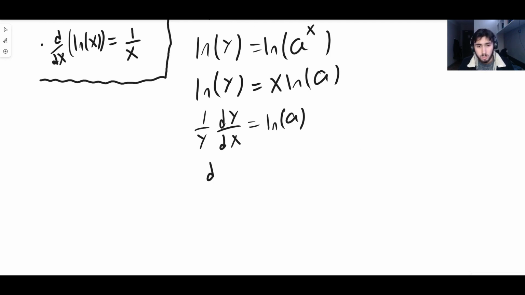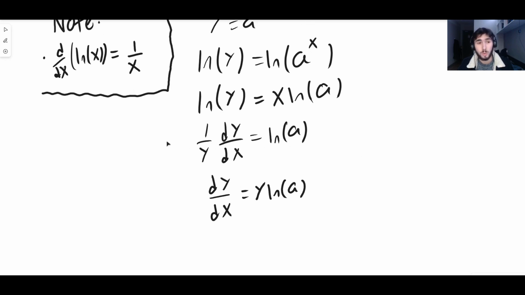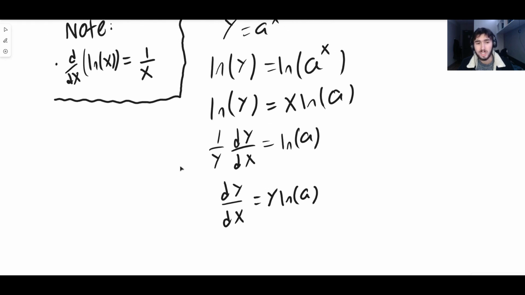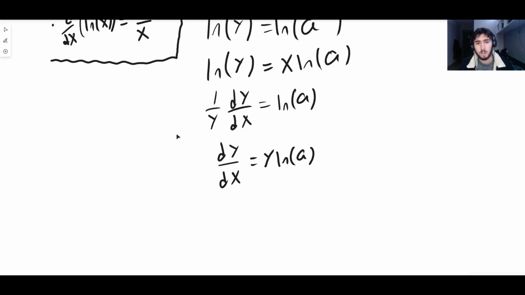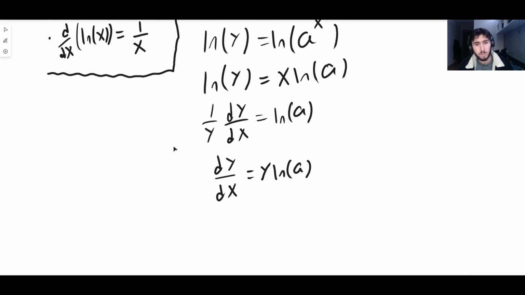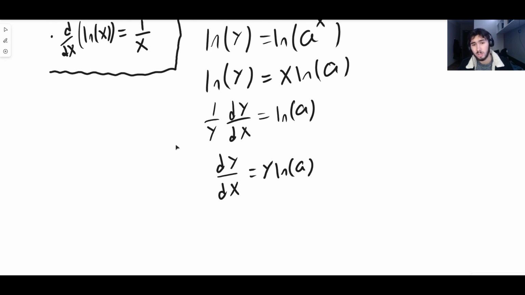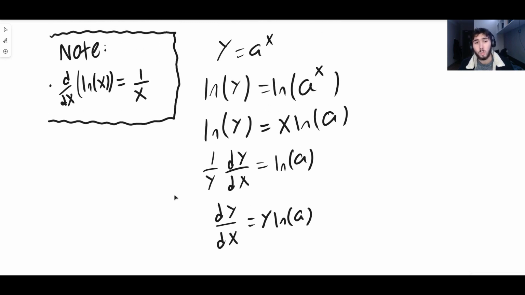Finally, we can multiply both sides by y, and we get dy dx on its own is equal to y times the natural log of a. So technically, as always, we're kind of done, but we're not exactly done, because we don't want our derivative to be in terms of y, because it's not very nice. What we can do is give it in terms of x. And we know what y is in terms of x. y is a to the power of x. They are the same thing.